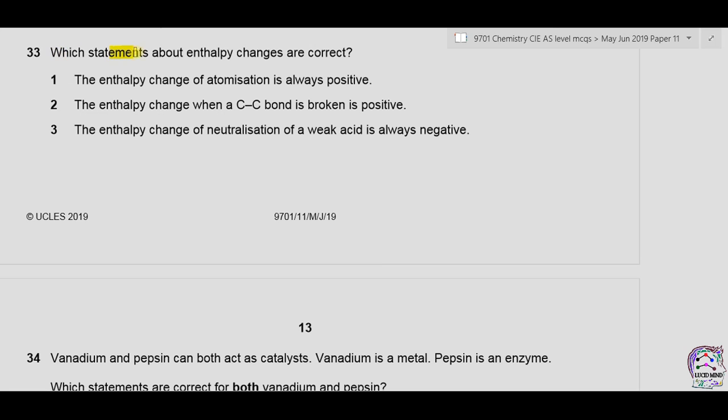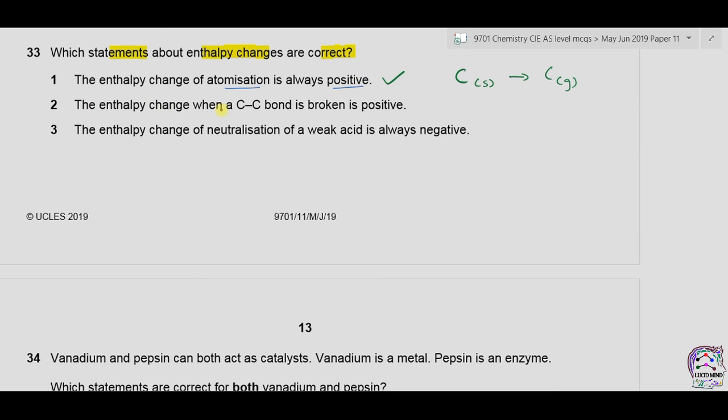Question 33. Which statements about enthalpy changes are correct? 1. The enthalpy change of atomization is always positive. This is a true statement because atomization is the conversion of an element or molecule into atoms, and it requires energy in order to break the intermolecular bonds or forces. For example, carbon solid can be converted into carbon gas upon heating. So therefore the change is endothermic.